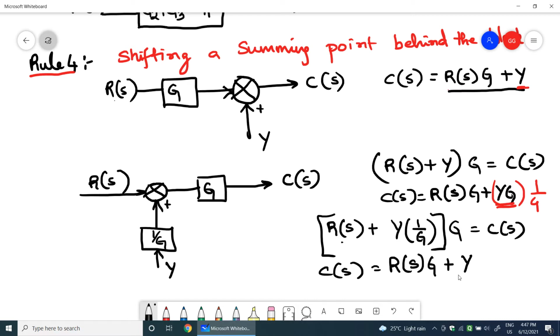Therefore, if you shift the summing point anywhere behind the block, the output C of S remains the same. You multiply those blocks with the reciprocal of the gain wherever the cancellation is necessary. Fine. So this is what we do when we shift the summing point behind the block.